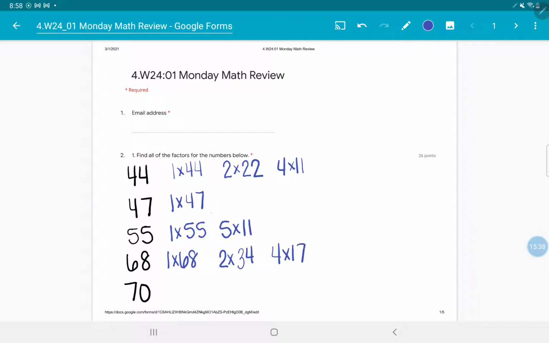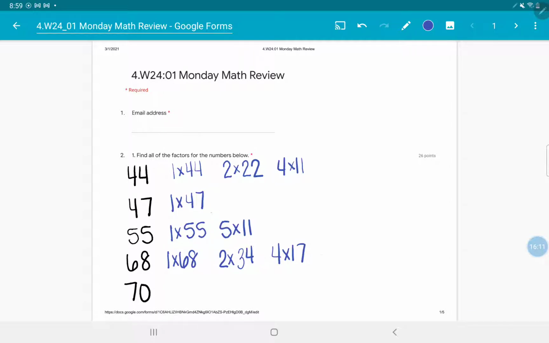Then what? 36. 12 more is going to be 48. Then 12 more than that is 60. 12 more is what? 72. So 12's not going to work. We found all the factors of 68. 1 times 68, 2 times 34, and 4 times 17.